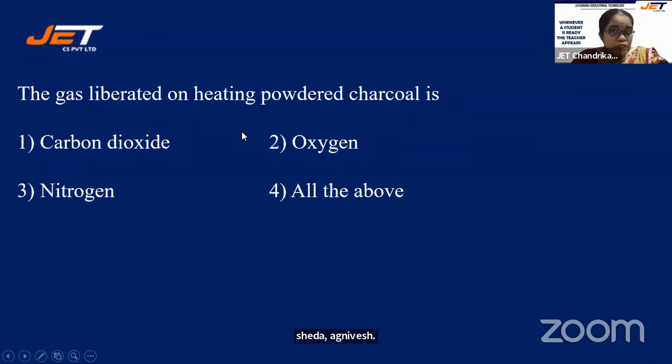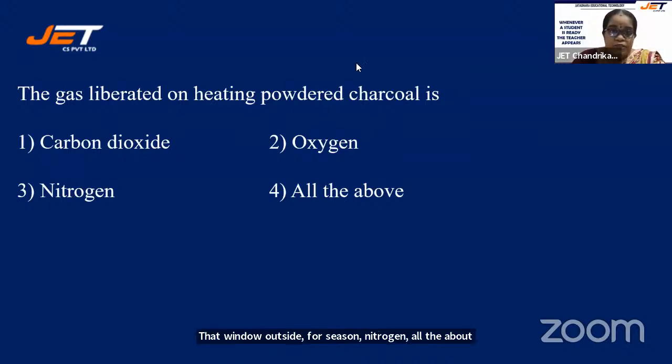The gas liberated on heating powdered charcoal is carbon dioxide, oxygen, nitrogen, all the above. Yes, please, everyone try. Yes, the answers are pouring in. Very good.